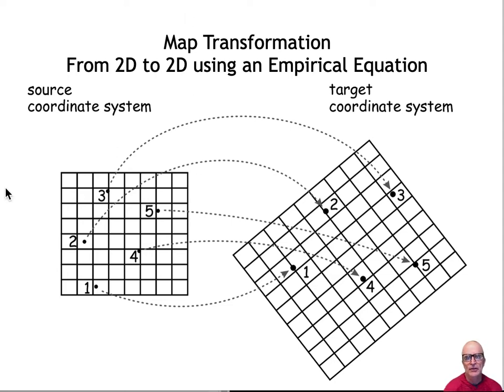And the long and the short of it is we match control points, points that we can identify precisely in both the source and the target coordinate system, and then transform from the source to the target using an empirically fit equation. Why would you want to do this?